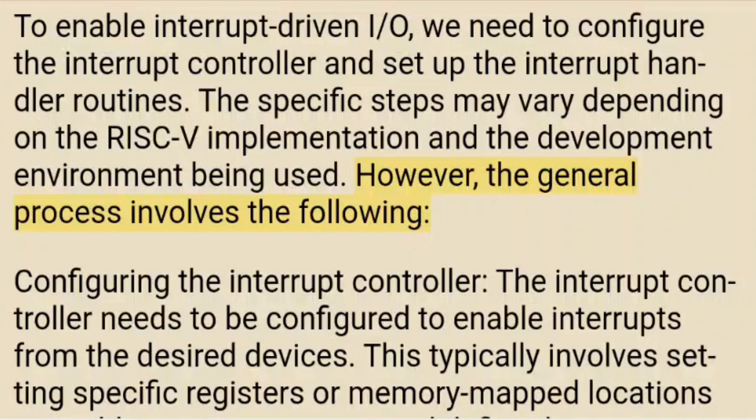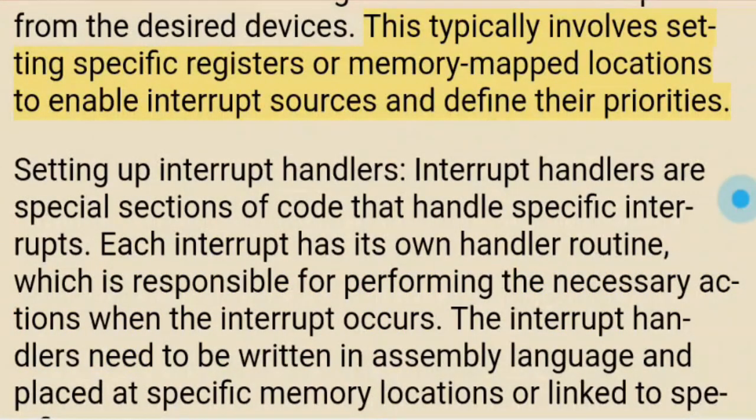However, the general process involves the following. Configuring the interrupt controller. The interrupt controller needs to be configured to enable interrupts from the desired devices. This typically involves setting specific registers or memory-mapped locations to enable interrupt sources and define their priorities. Setting up interrupt handlers. Interrupt handlers are special sections of code that handle specific interrupts. Each interrupt has its own handler routine, which is responsible for performing the necessary actions when the interrupt occurs.